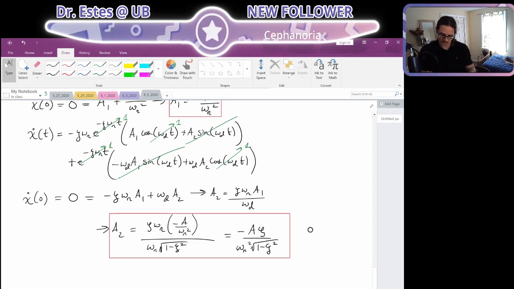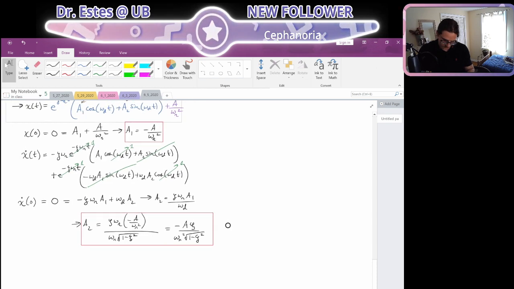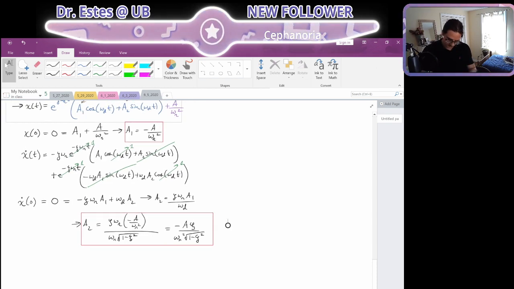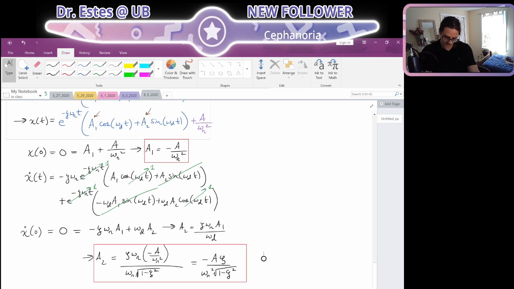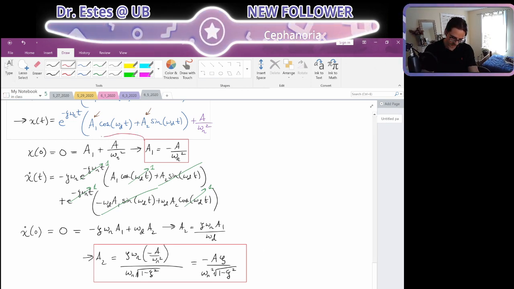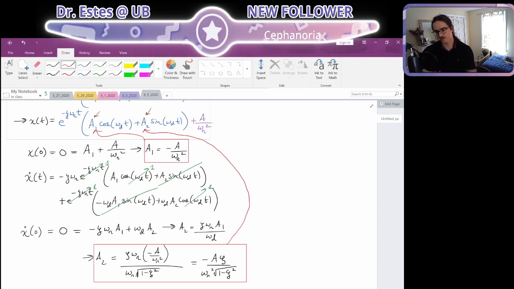Whew. And you know what? We're not even going to write out the whole thing. You can write it out if you want. But you have to plug in A1 and A2 into this up here. And that is the equation for the underdamped step response.